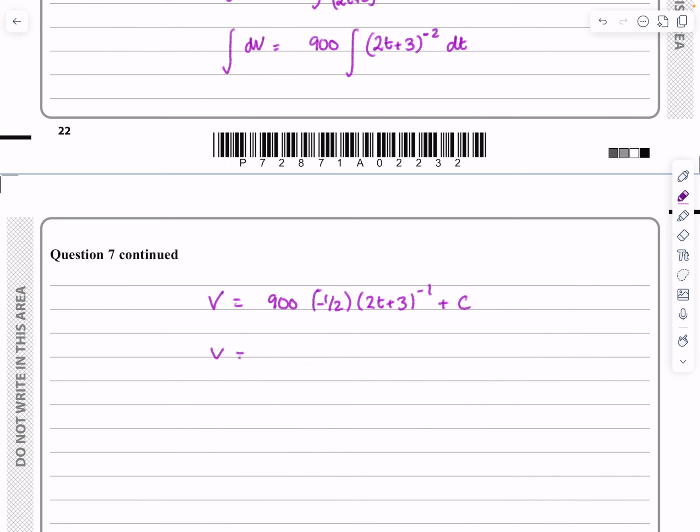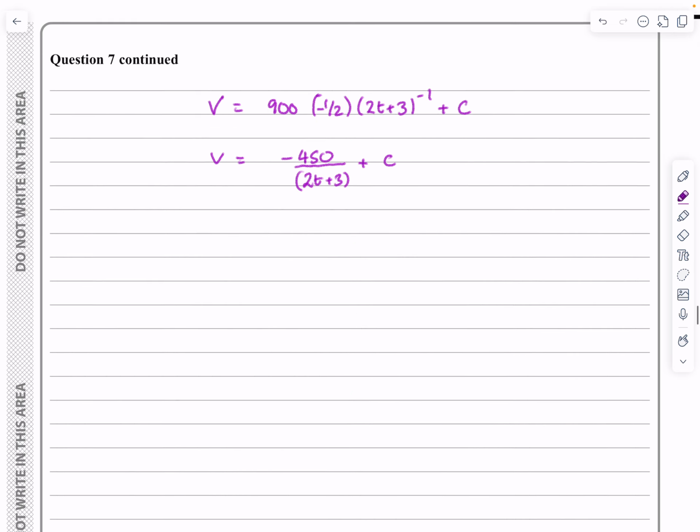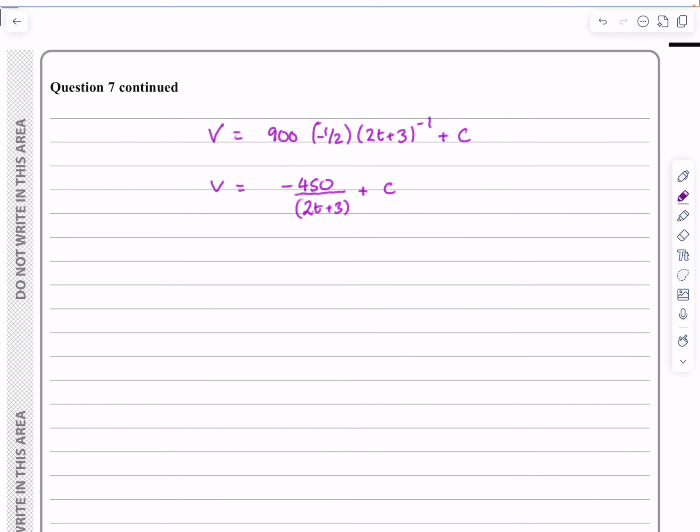And so you can leave it like that, but I'm just going to tidy up a little bit and call it minus 450, and I'm going to put the 2t plus 3 back as 2t plus 3 as a reciprocal there. You don't have to, but it just looks a bit neater as far as I'm concerned. And now we know that t equals 0 when v equals 0. I said that right at the start. That's the way that we would be finding our constant.